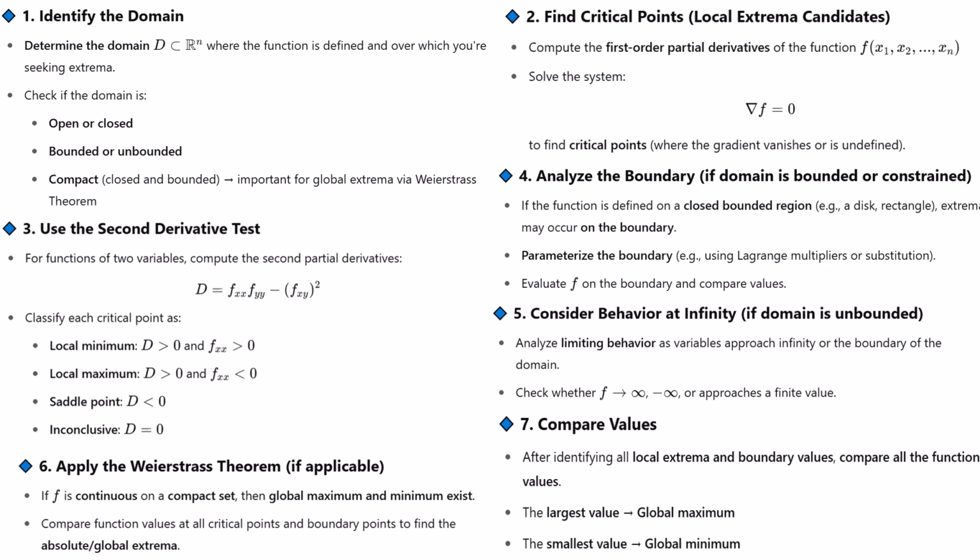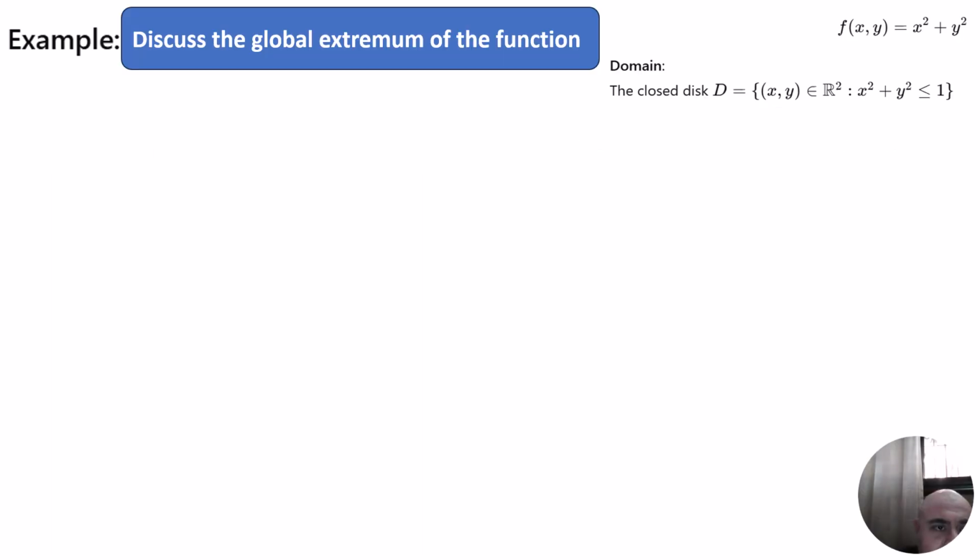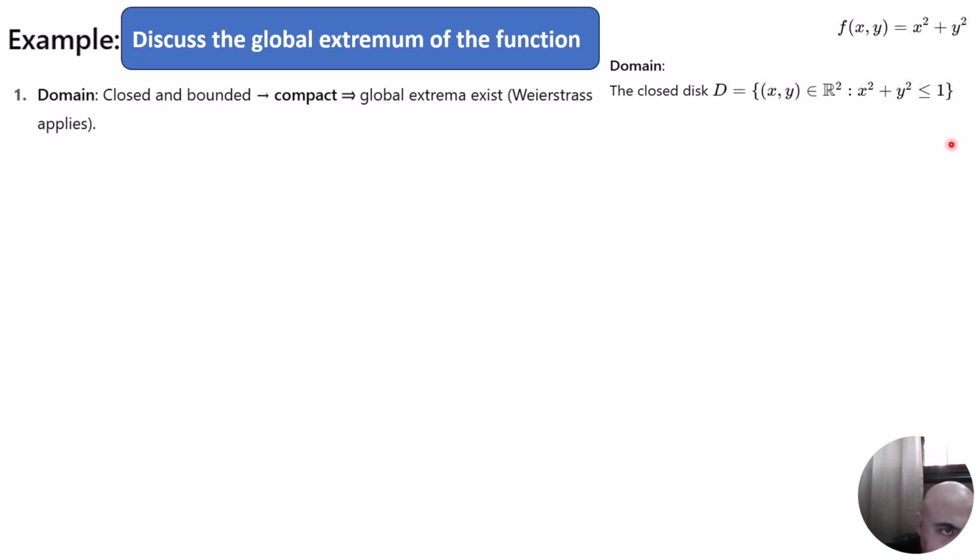That's the analysis that we will need. Let's do this on an example. You are given: discuss the global extremum of the function x squared plus y squared, and the domain is the closed disk, which is x squared plus y squared less than or equal to 1. So now I'm studying the extremum of x squared plus y squared, but only on the case of x squared plus y squared less than or equal to 1, which is a disk. The domain is closed and compact. It's the inside of the unit circle.